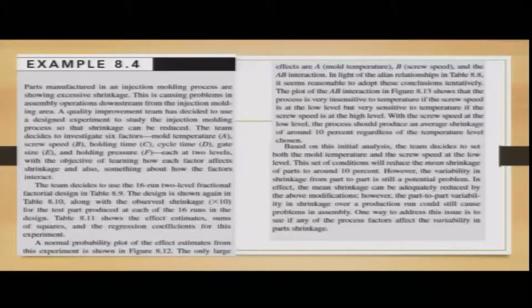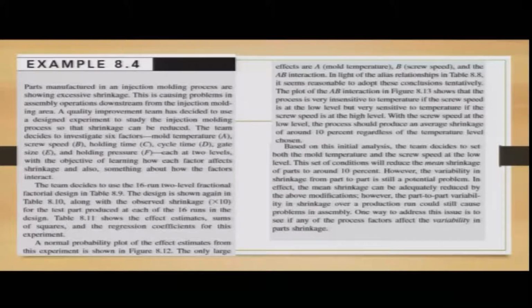We will also do a normality plot of the effect estimates, and also of the residuals, and try to find out whether the assumption of normality is true, whether the assumption that the mean value of the errors is 0 holds, and whether the variance of the errors is sigma square, which is constant with respect to time. So, these are three very important assumptions which we intrinsically make for all the examples we are doing. The only large effects are A, which is mold temperature, and B, which is screw speed, and the interaction AB.